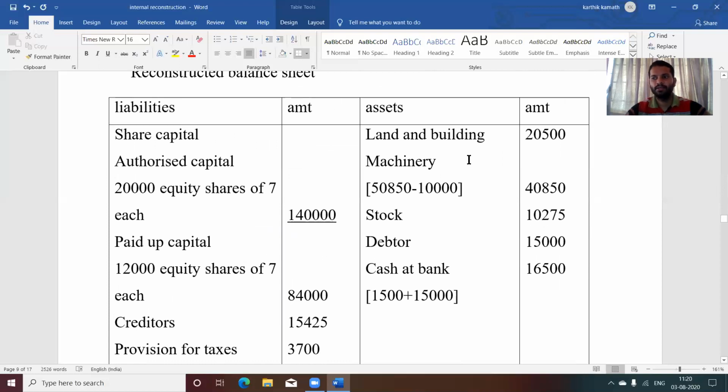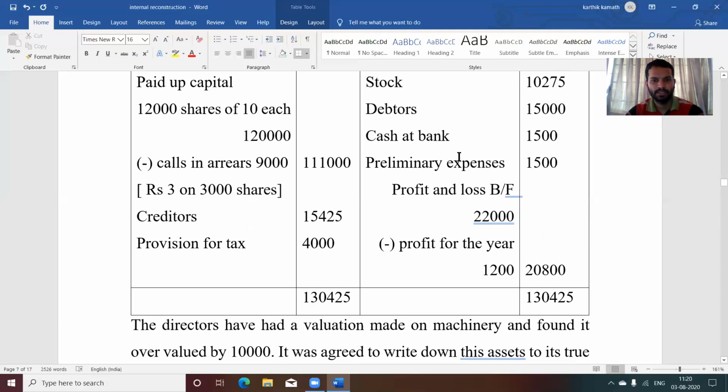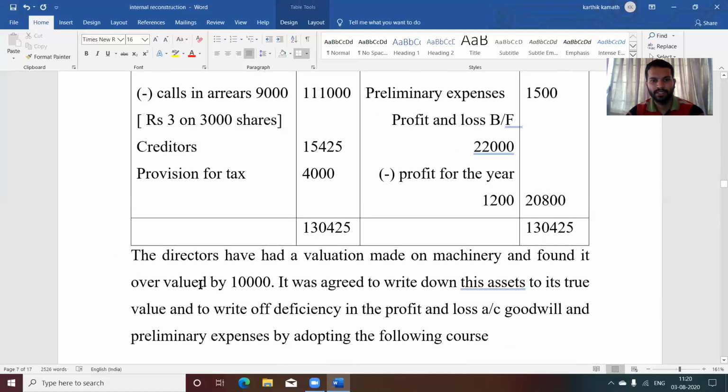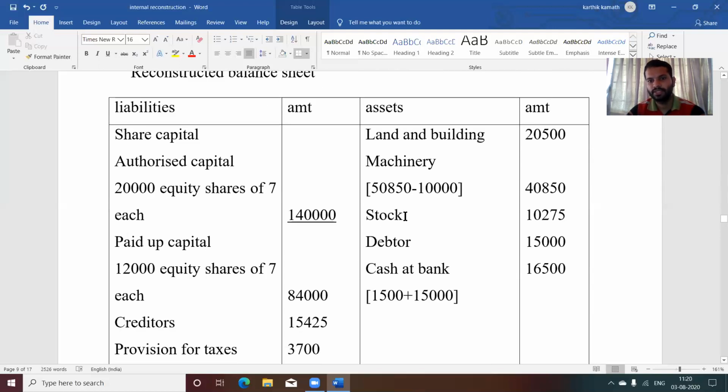Asset side, land and building as it is. Machinery, there is an overvaluation of machinery given in the adjustment, overvaluation 10,000, so you need to deduct that amount. So machinery amount here 50,850 minus 10,000, 40,850. Then stock, as it is. Debtors also, there is no adjustment in debtors. Cash at bank. What about cash at bank here? Cash at bank is 1,500. That is the value.